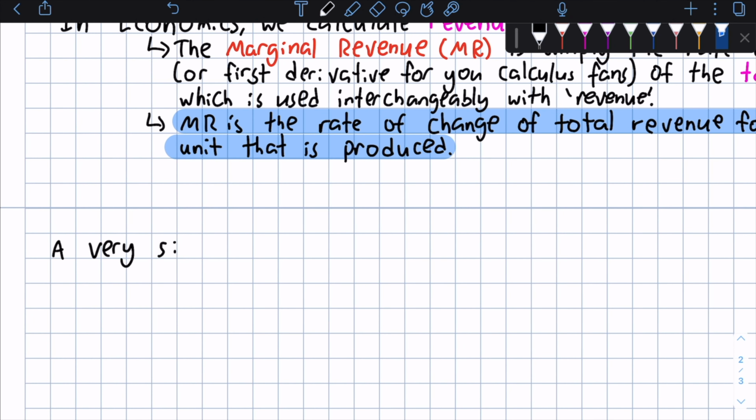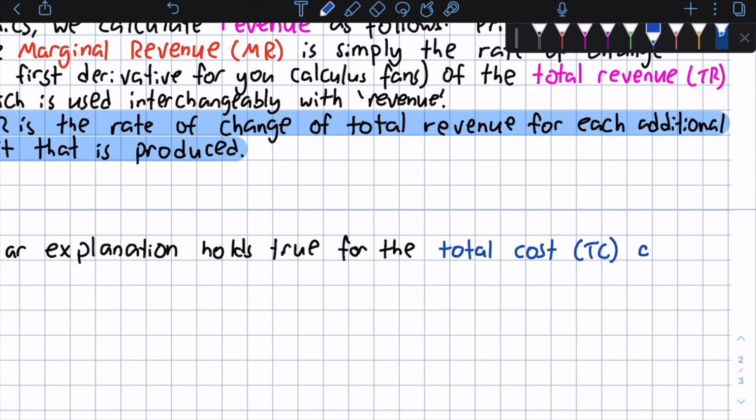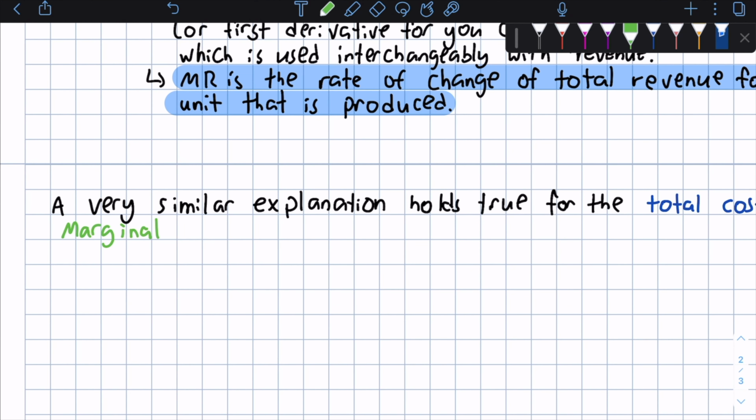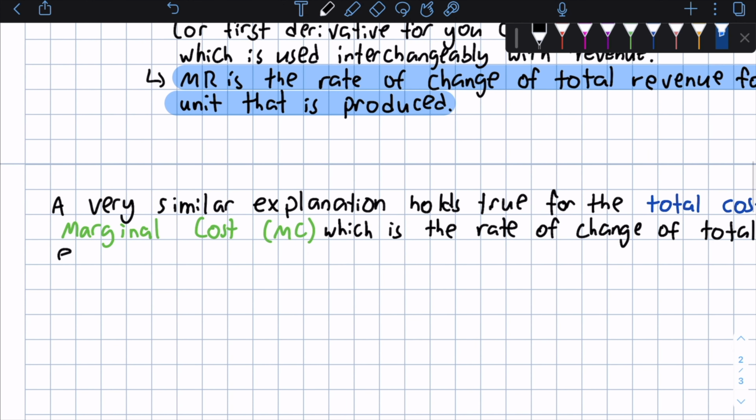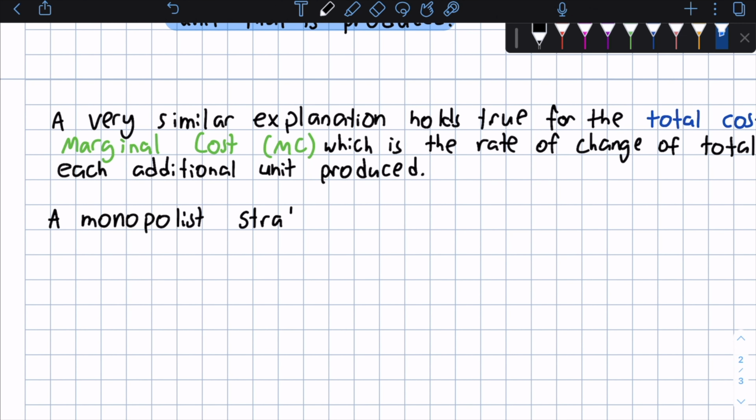The marginal cost is derived very similarly in that it is also the total cost, and the marginal cost is the first derivative. So essentially the marginal cost is the rate of change of total cost for each additional unit produced, so it's the additional cost that the firm incurs.